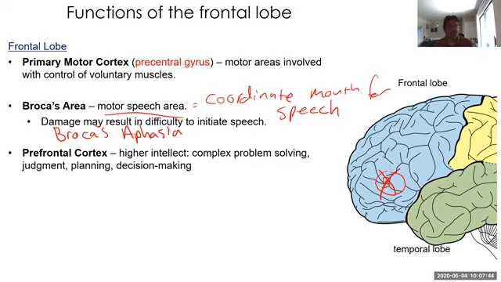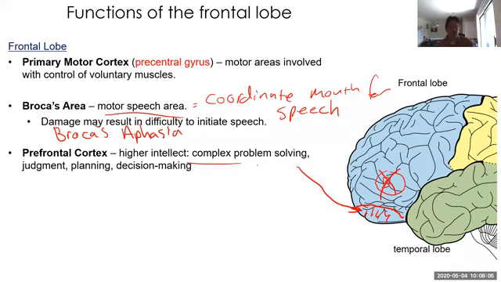You might be able to say individual words, but stringing them together fluently and coherently would be very difficult indeed. And one other area in the frontal lobe I'd like to introduce you to is what we call the prefrontal cortex. That's all the way in the front right here. And this prefrontal cortex is what we like to think of as the higher intellect.